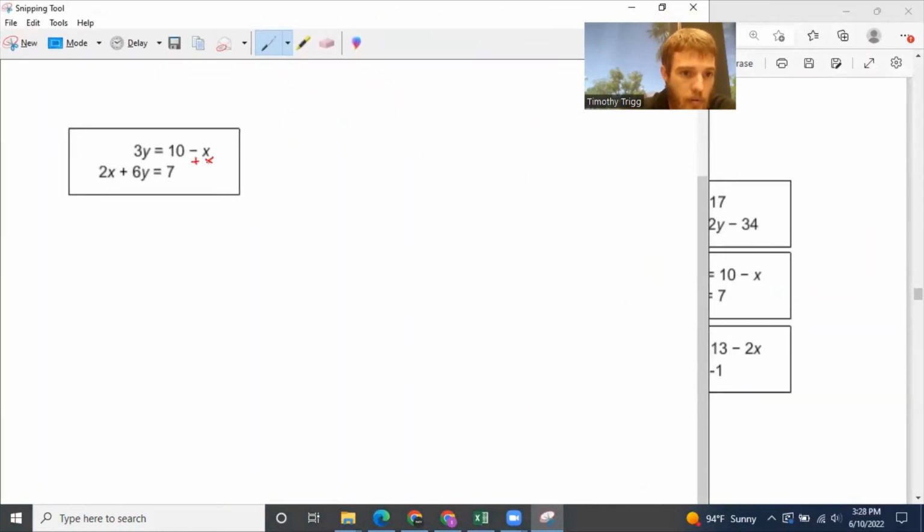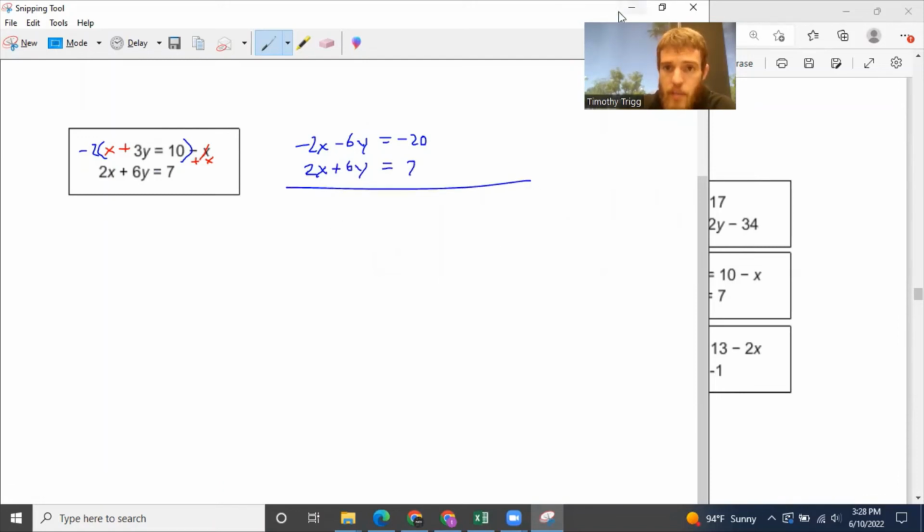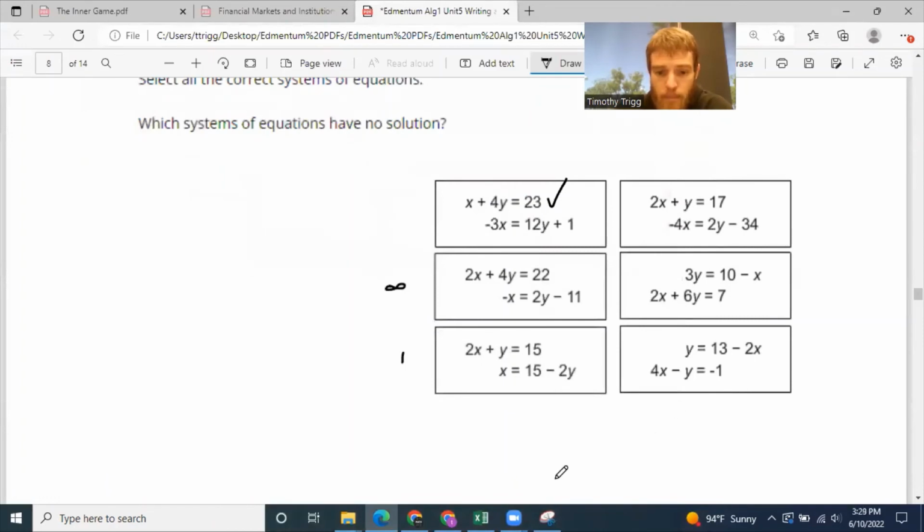Here I would add x to both sides of this top equation. And then I would multiply this top equation by -2, giving us -2x minus 6y equals -20. The bottom equation, 2x plus 6y equals 7. So I think you can get it from there. Tell me whether that has no solution or infinite solutions or whatever. Okay, last one.